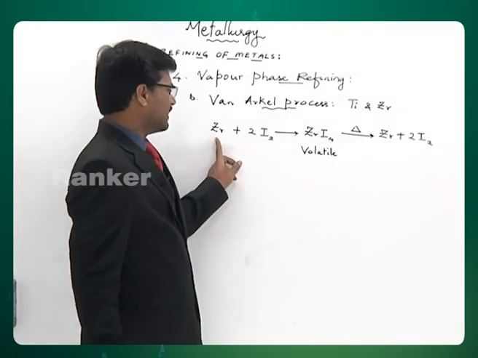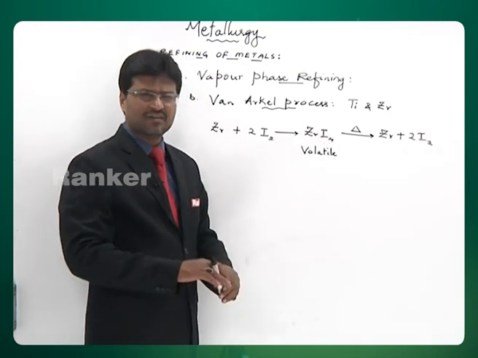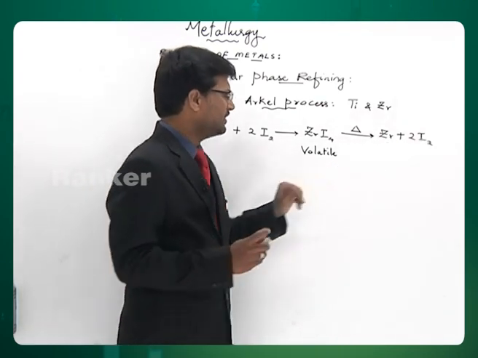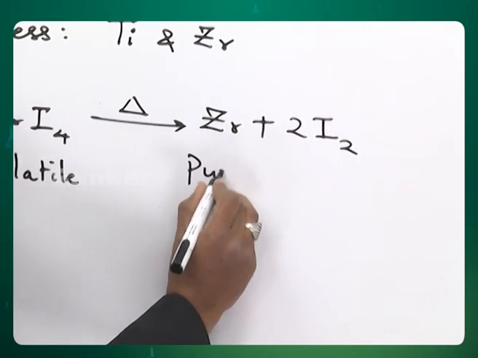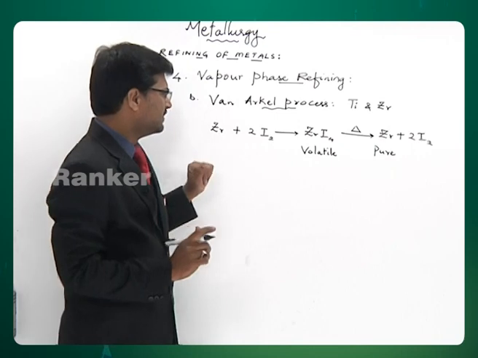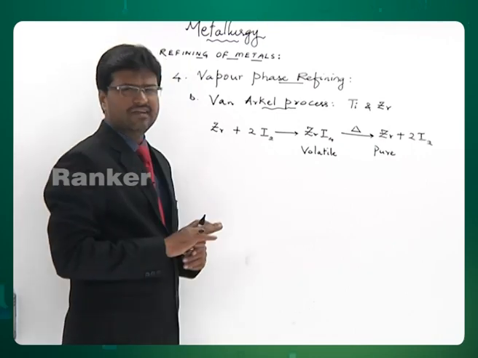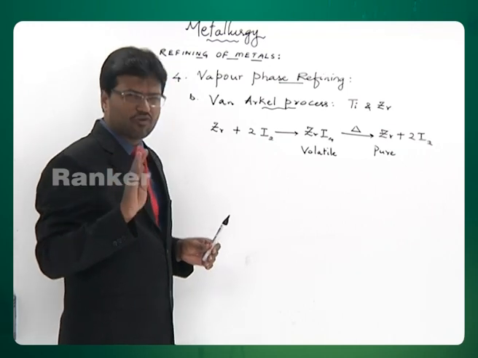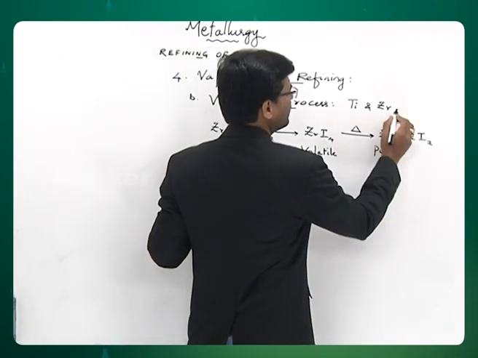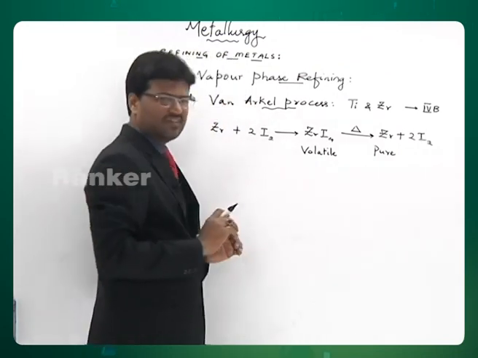So the idea is to transform the metal into a volatile substance, and the volatile substance comes out. It is collected separately and it is heated to recover the pure metal. This is pure metal, and iodine is again recovered. This is recycled. Similar method is applicable for titanium also. Zirconium and titanium belong to the same group. They belong to the 4B group in the transition series.